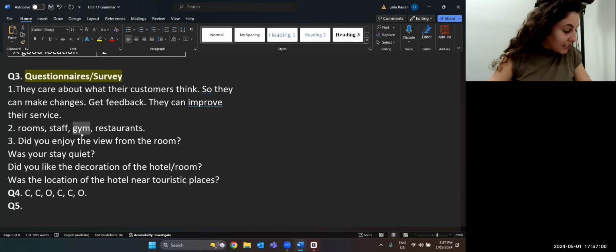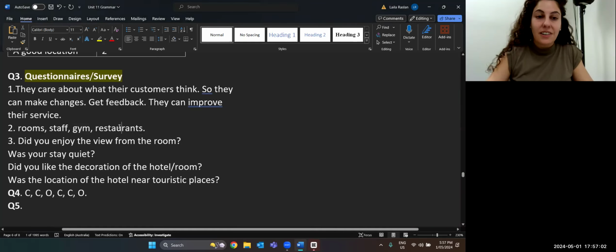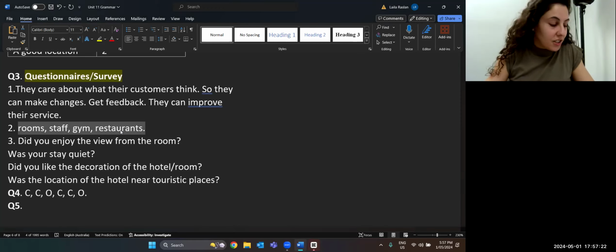And they have one question: did you eat in the hotel restaurant? So they're asking about the restaurant. So you could see that this questionnaire from the hotel wants to know, what did you think of the rooms? Did you think the staff were good? Did you use the gym? Did you like the restaurant? They want to know your ideas so they can make changes.